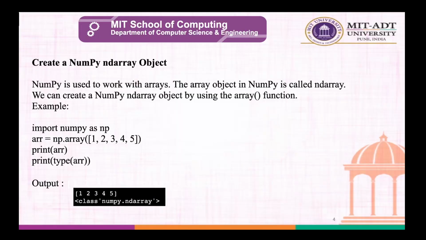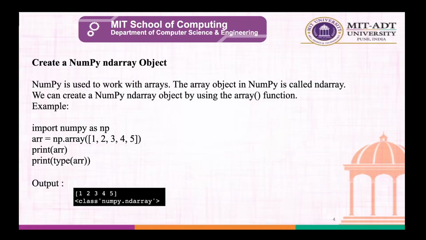Next, how to create a NumPy ndarray object. As we want to use NumPy functions, we have to import them. So import numpy as np. Then we take one variable, arr, equal to np.array. In brackets we are providing elements 1 2 3 4 5. So this is one way in which we can create an array.